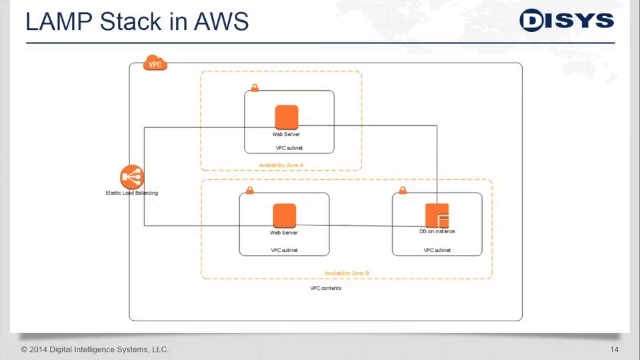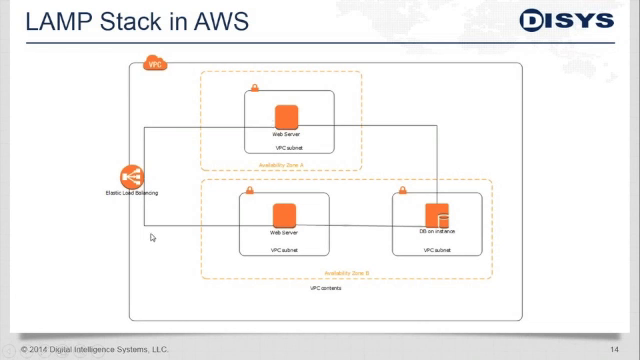And here let's take a sample architecture, more like a LAMP stack. This is a simple HA architecture. We have two availability zones. That is, we have two VPC subnets, one in availability zone A and one in availability zone B. And we have a database instance in one of the subnets. We also have two web servers, which are linked with an elastic load balancer.